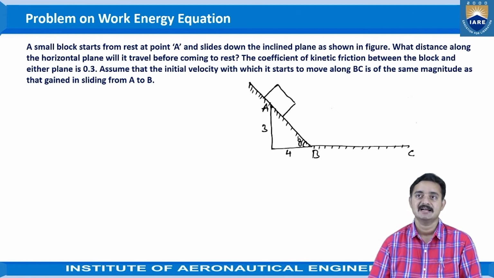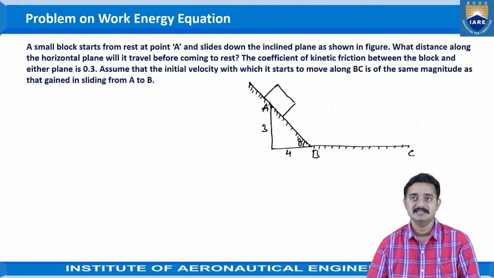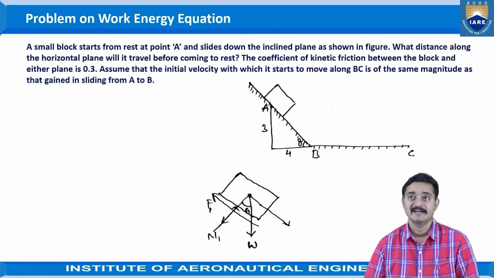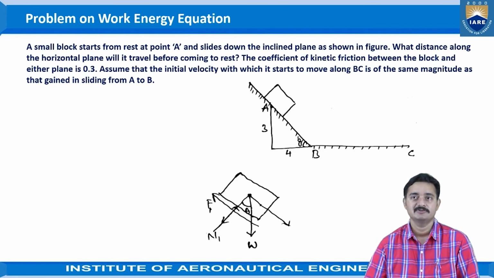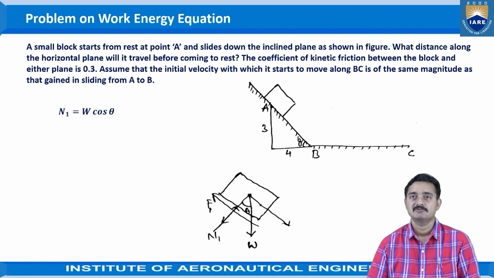So the points given here are A, B and C, and AB is the inclined plane and BC is the horizontal plane. And the inclination is given in terms of sides of the triangle as 3 and 4. If we draw the free body diagram of the first case, we can observe that as the body is sliding down, the frictional force will be shown in the upward direction and the normal reaction is shown, and the weight of the object will be resolved into mutually perpendicular components. So from this we can write N1 is equal to W cos theta and F1 is equal to mu N, which will give mu W cos theta.